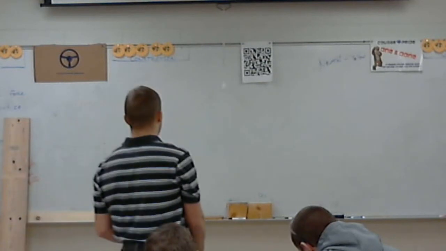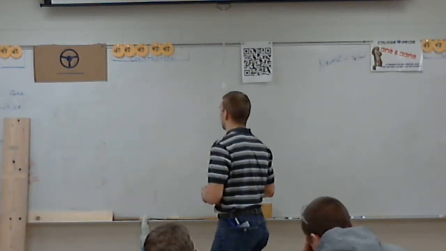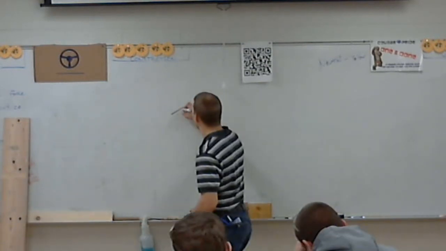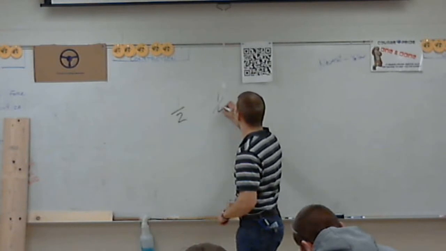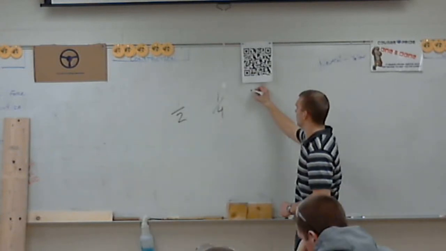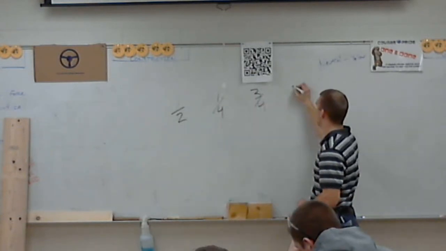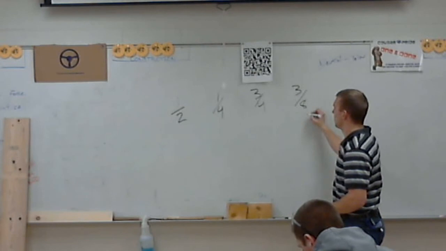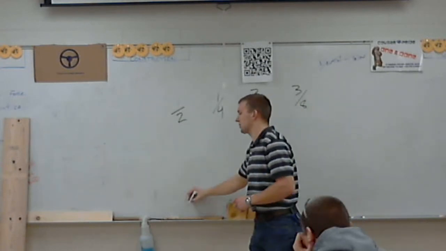Fractions to decimals, what were they? 1/2, 1/4, a quarter, 3/4, quarters, 3/8, okay? So it's asking for decimals, so like the decimal form of a half is what?